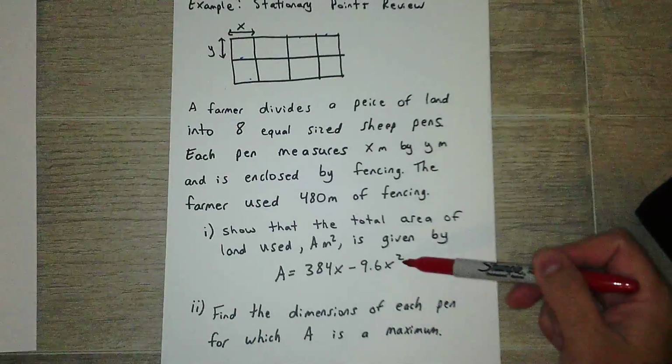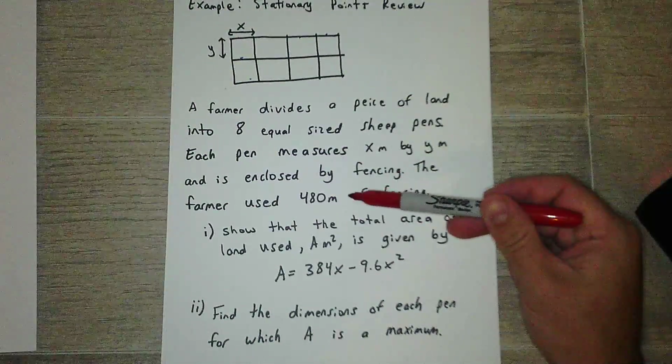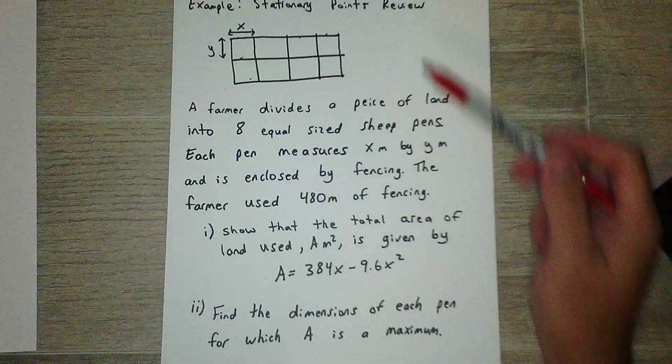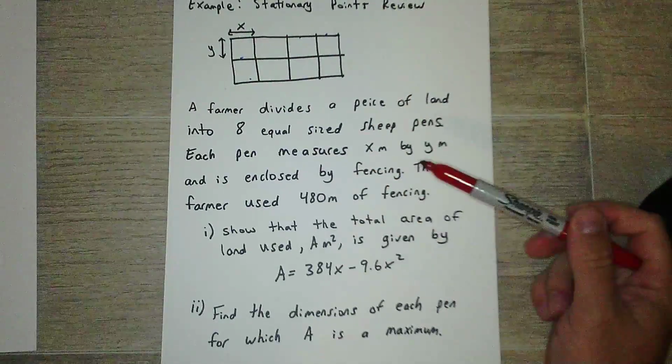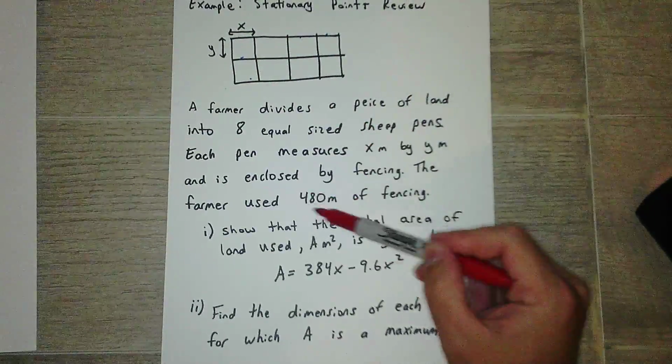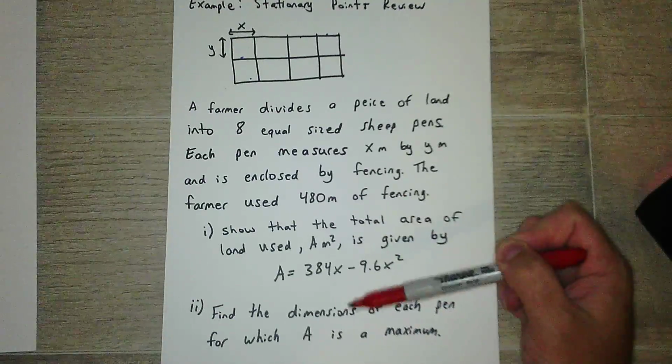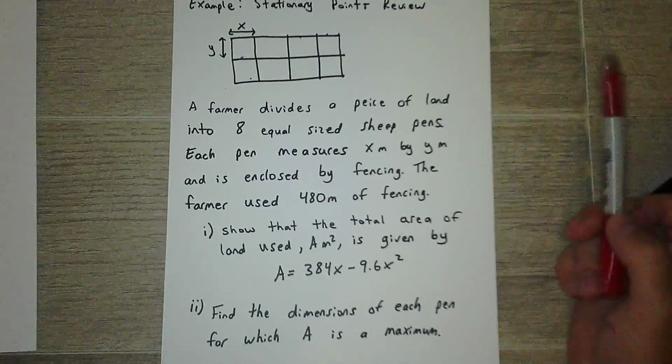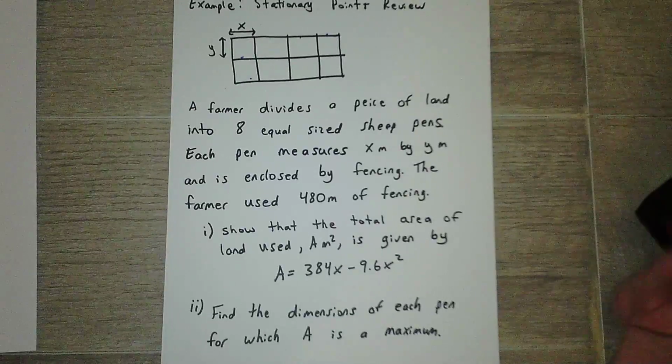So it's one of those problems where we have to prove the area. You find the area of the total pen, and then you substitute out your y in terms of x by using the other piece of information they give you. And then the second part is normally where you find the stationary point using the derivative.